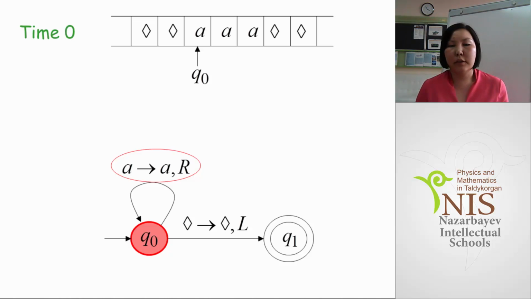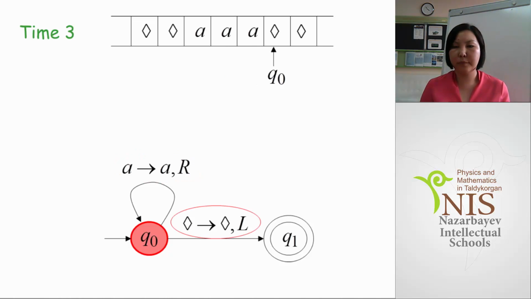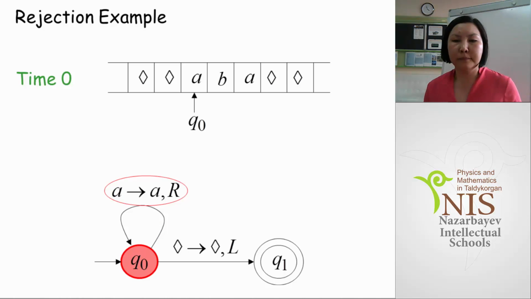In state Q0, if you see A, it has to change it to A, you don't have to change that. Move right and leave the state in Q0. Next step, doing the same. Third time. When it sees blank, it has to leave blank, go left, and change the state to Q1, accept, and halt.